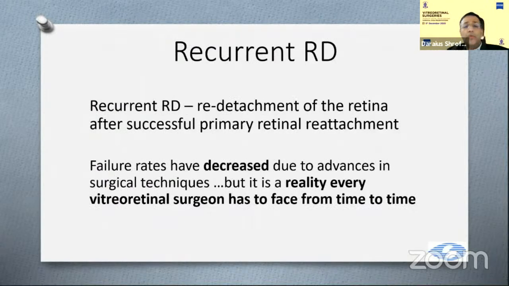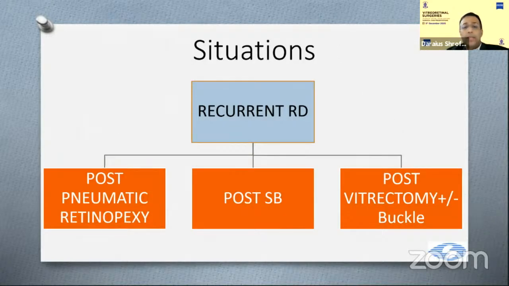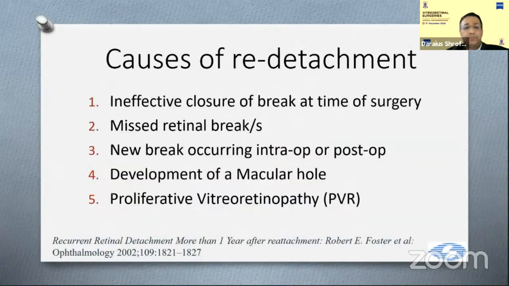which is recurrent RD, which is basically re-detachment of the retina after successful primary attachment. And although the failure rates have decreased due to advances in surgical techniques and advancements in visualization, it is a reality which every VR surgeon has to face from time to time. This can occur after a pneumatic retinopexy, after buckling, or after vitrectomy. Causes would be the ineffective closure of the break at the time of the surgery, missed breaks, new breaks occurring intra or postoperatively, development of a macular hole, or because of PVR.